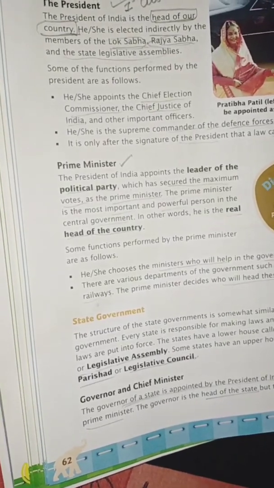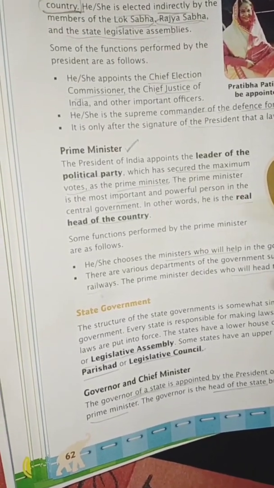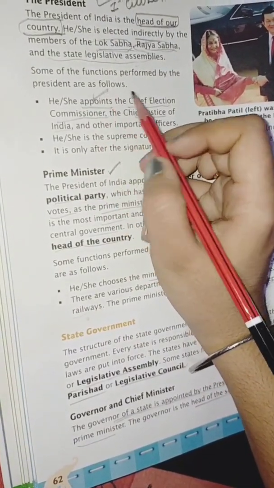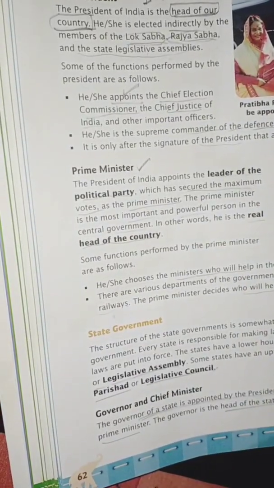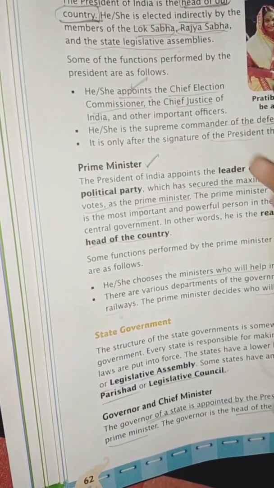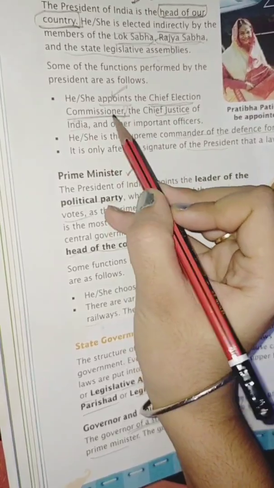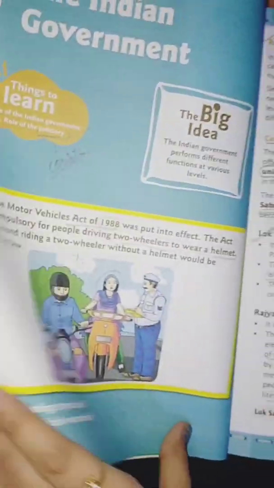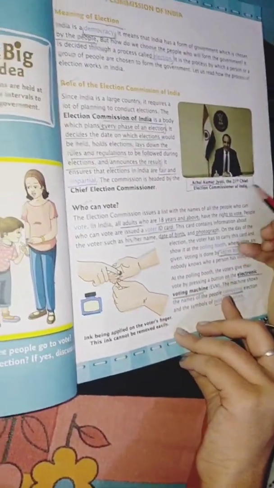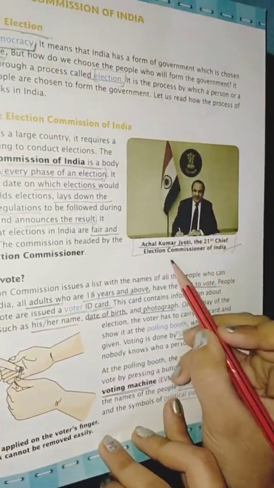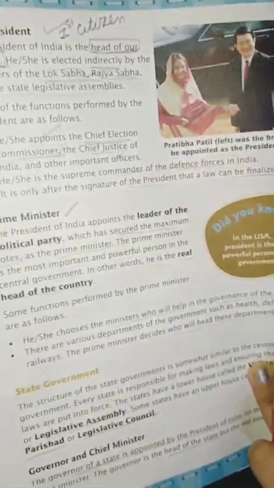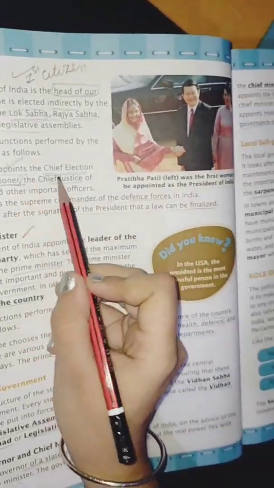So definitely he has a lot of powers as well. He has the full authority to appoint, meaning to put someone on a job or in some authority. He has the full authority to appoint the chief election commissioner. Who is the chief election commissioner? We had already discussed that the person who conducts the election is the chief election commissioner. So who appoints this person? The president appoints this person.